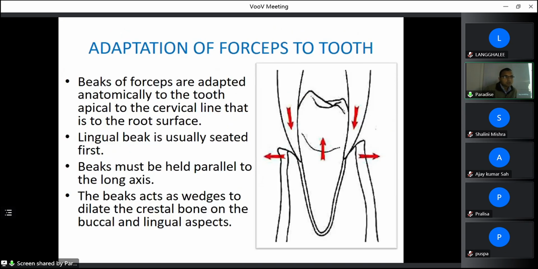Next, adaptation of the forceps to the tooth. Whenever you are using the forceps, the first force should always be apical. The beak should be inserted within the periodontal ligament between the tooth and the alveolar bone, so that the tooth will be extruded out. And as you hold your forceps more apically, the center of rotation also will be present more apically. So the chances of root fracture are also less.